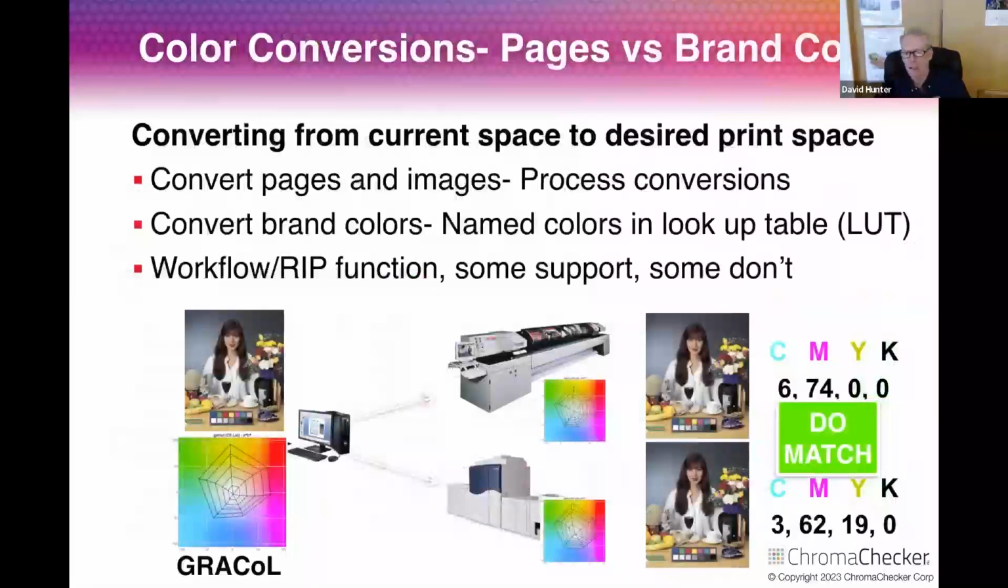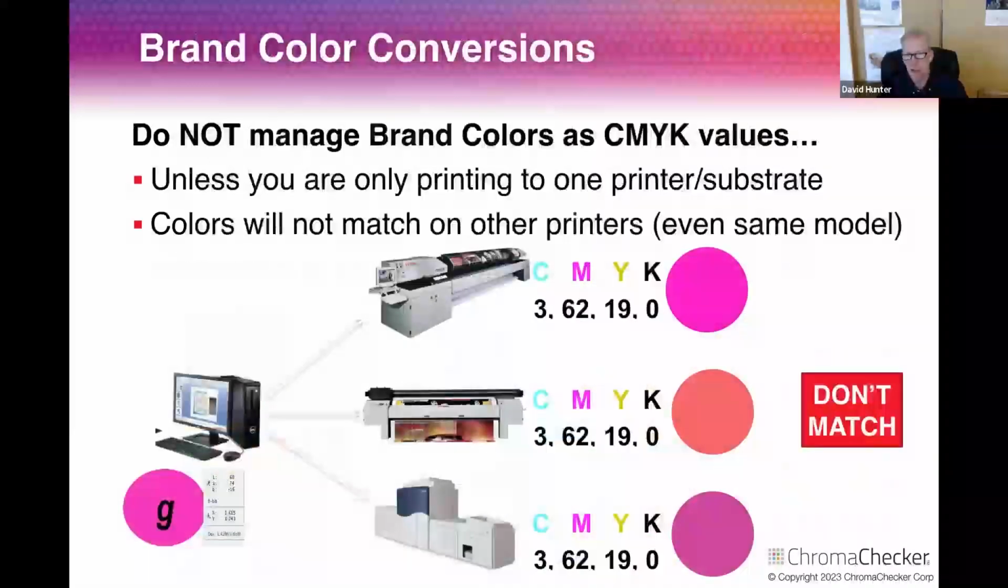So now let's move into brand colors. Okay, so we've focused the entire presentation so far on converting images and pages to give you either max gamut or a color match. Now we're going to start talking about brand colors. So you've got a brand color, let's say this pinkish color, and you need it to match on your printer. And as we've already talked about, you're not going to do it with CMYK. If you try to render this in CMYK and render the same CMYK on 3 different printers, even same make and model, 1 serial number apart, they will all be different. And almost no brand company will accept that.